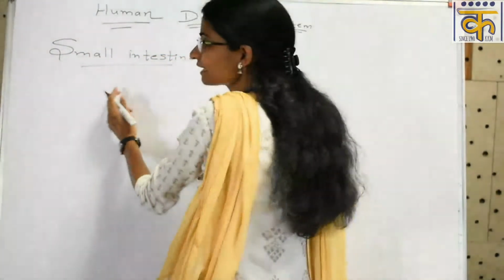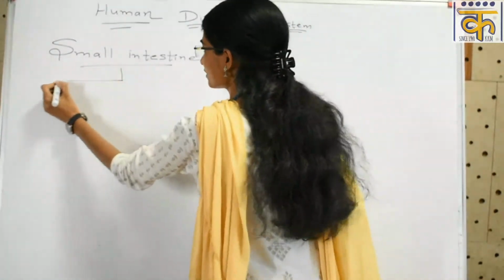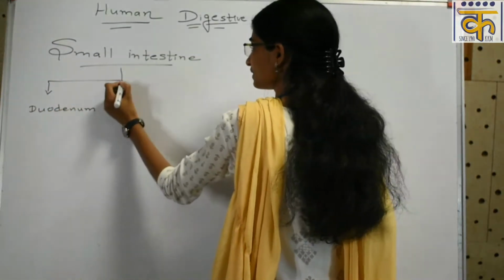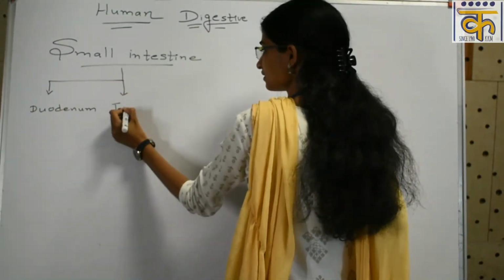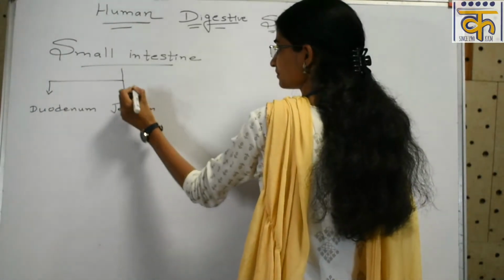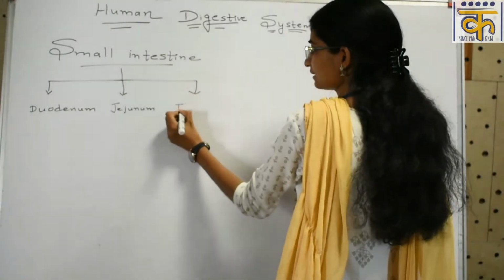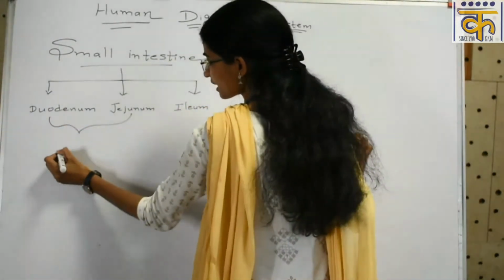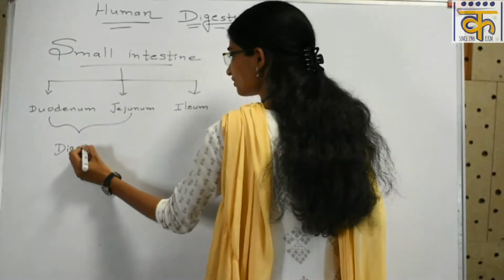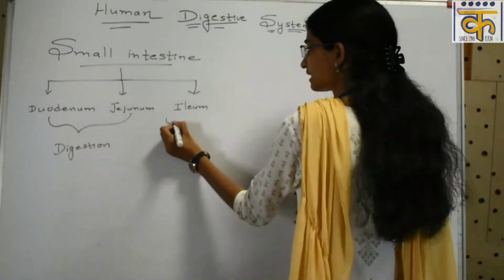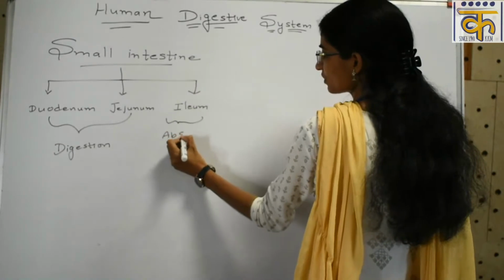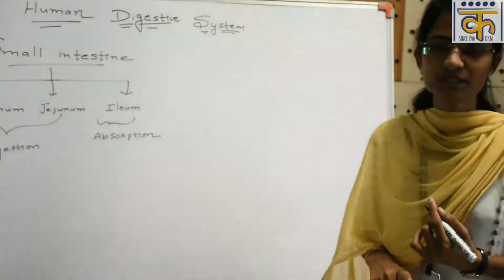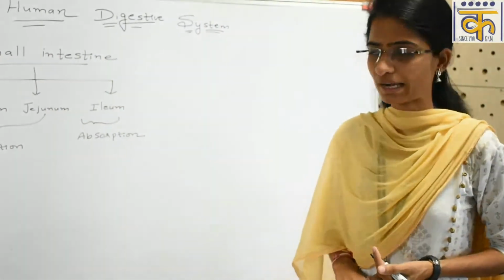The small intestine has three parts: duodenum, jejunum and ileum. Duodenum and jejunum are involved in digestion. Ileum is involved in absorption. So basically in the small intestine two processes occur: digestion and absorption.